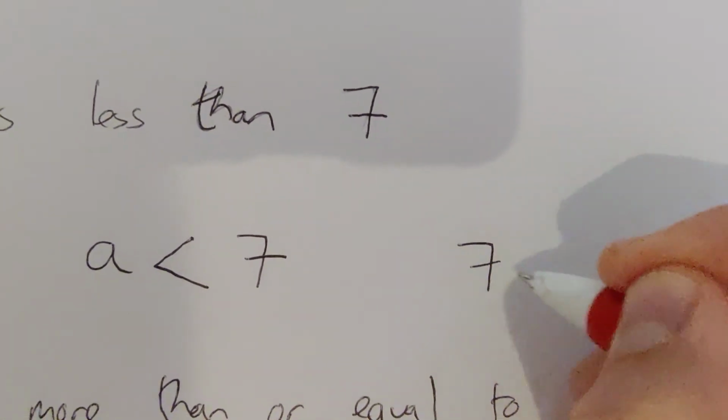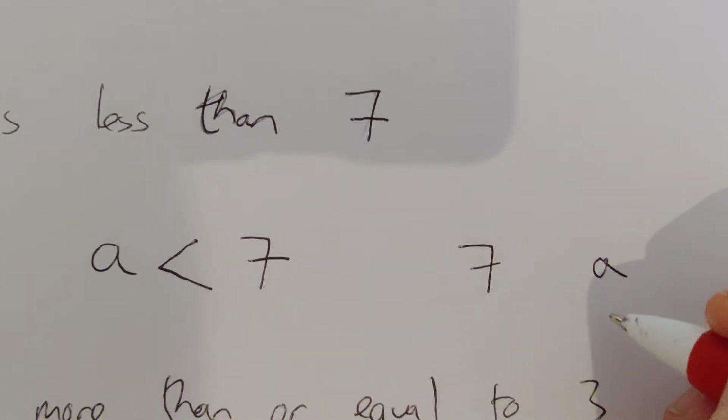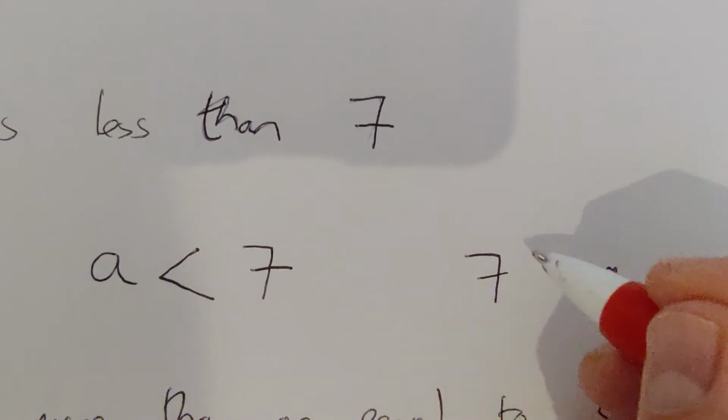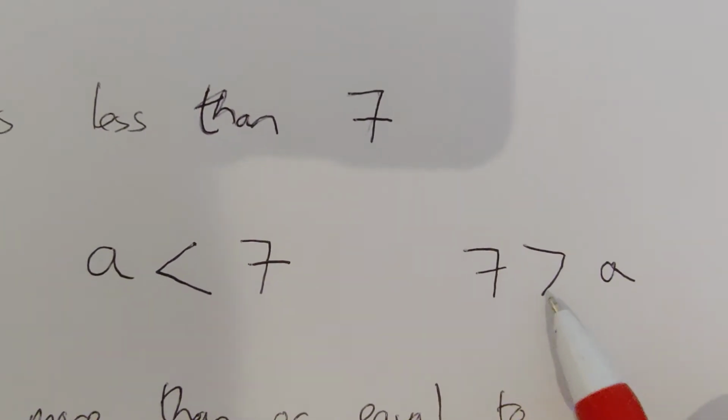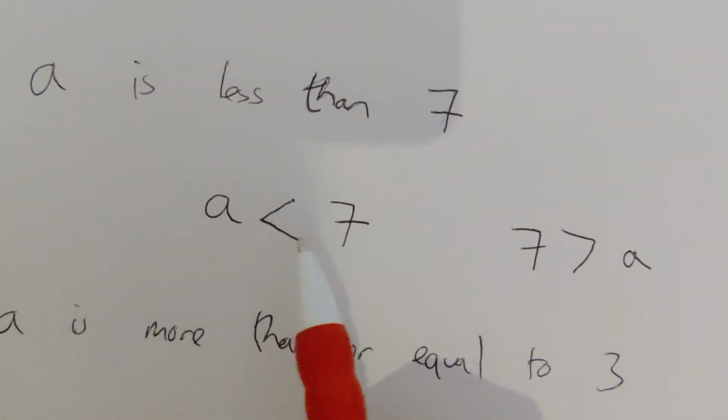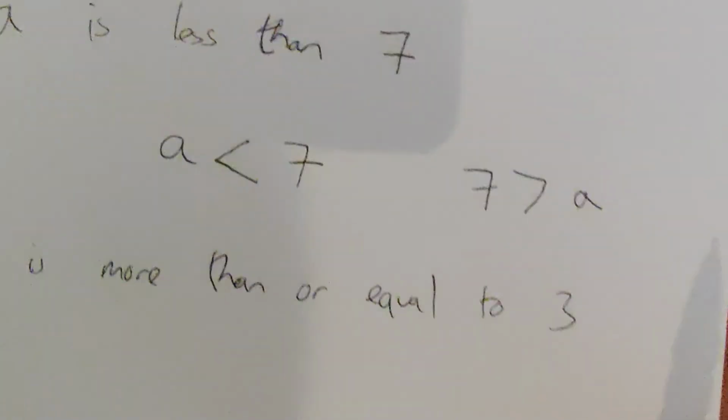You could also, if you wanted, write the 7 and the A the other way around and write the crocodile the other way around if you really wanted to. That would be saying 7 is greater than A, which is the same thing as saying A is less than 7. One more slightly different example we're going to look at together.